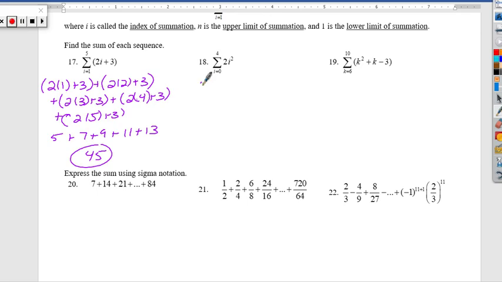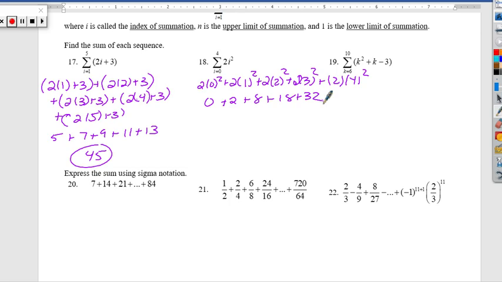For number 18, we're going to start with i equal to 0 to 4. So what we're looking at is 2 times 0 squared plus 2 times 1 squared, 2 times 2 squared, 2 times 3 squared, and finally 2 times 4 squared. I did not write that correctly. Hold on, we're too far into the video to repeat. This is going to be 2 times 3 squared plus 2 times 4 squared. What we get is 0 plus 2 plus 8 plus 18 plus 32. Summing them all up, we get a total of 60.